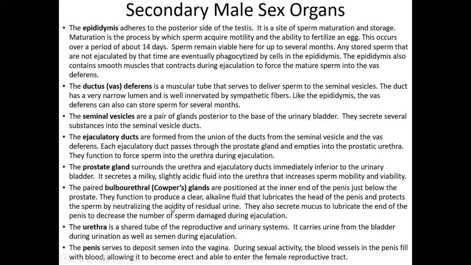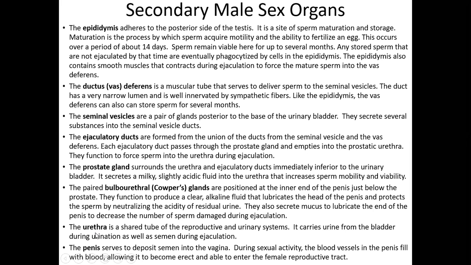Because the urine is slightly acidic, as we've just recently learned about, and sperm really don't like that acid. They also secrete mucus that lubricates the end of the penis, decreasing the number of sperm that are damaged during ejaculation. This is where that pre-ejaculate fluid comes from, that trickles out before a male powerfully releases the actual semen.